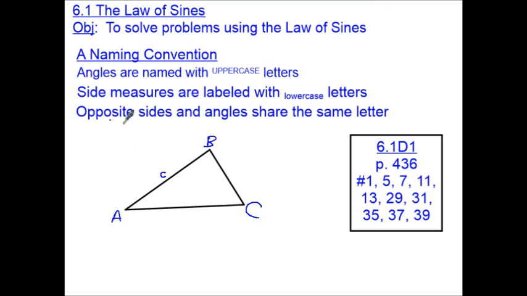Opposite sides and angles share the same letter. So this opposite side and opposite angle are both C's, capital and lowercase. And since this is uppercase A, I have to go across the triangle to get lowercase a to represent the side measure. And then of course here's B, and across from it, opposite it, using the proper geometry word, is where our lowercase b would come into play. Okay, there's our assignment, but let's keep moving.